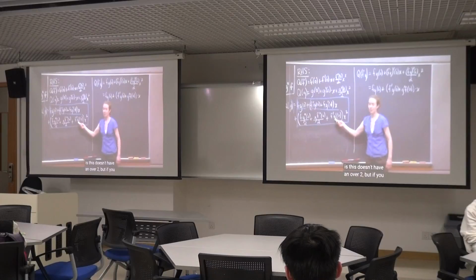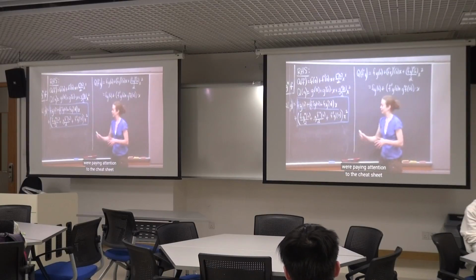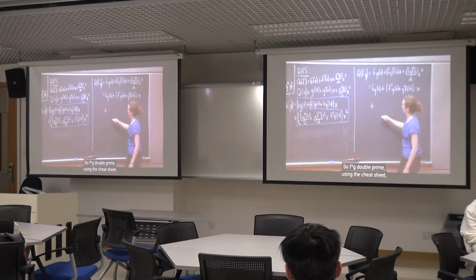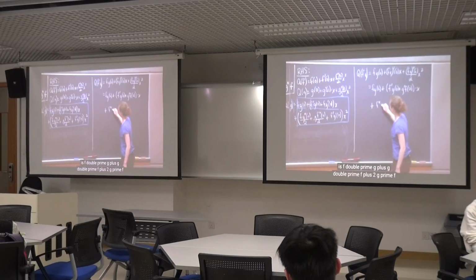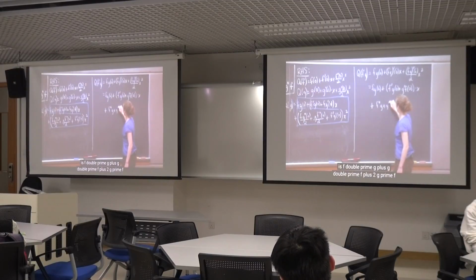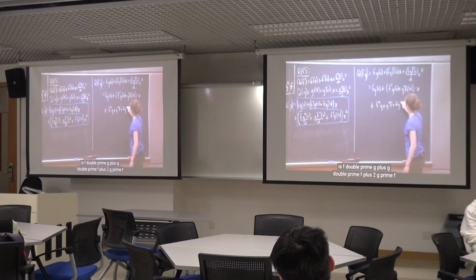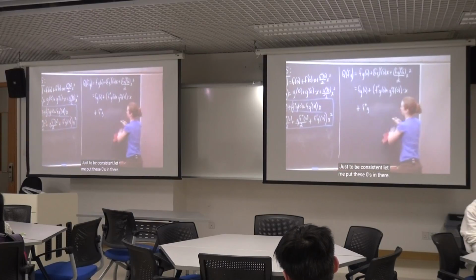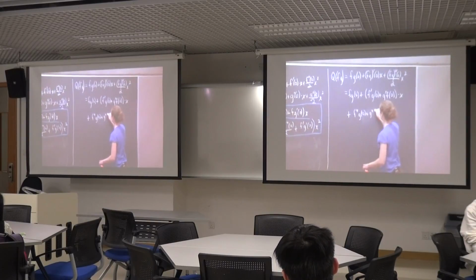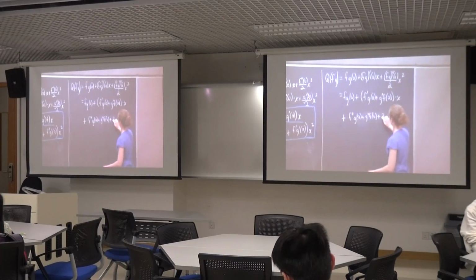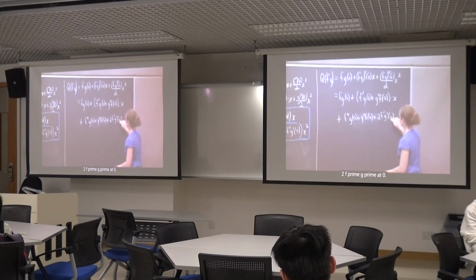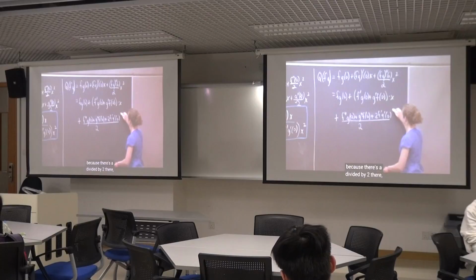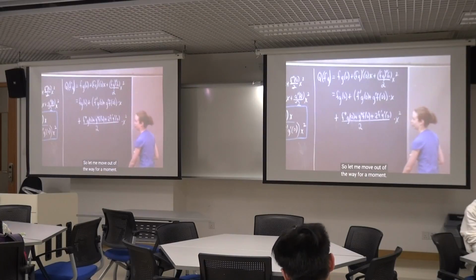The only thing that might make you nervous is this doesn't have an over 2, but if you were paying attention to the cheat sheet, you'll probably see where that's coming, and I'll point it out in one moment. So Fg double prime, using the cheat sheet, is F double prime G plus G double prime F plus 2 G prime F prime. I should have put zeros in there. Just to be consistent, let me put these zeros in there. Two F prime G prime at 0. And then I have to divide the whole thing by 2 because there's a divided by 2 there, and then times x squared.